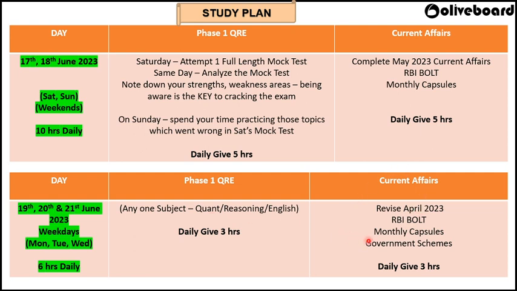In the current affairs part, what I would want you to do is revise April 2023. Be it the RBI Bolt or the monthly capsules, I would suggest both, and start government schemes. If you haven't started yet, it's too late, but still you can cover up because you have time in your hands. Fine. So this is what you need to do with respect to current affairs. So this is your 5 day plan out here.